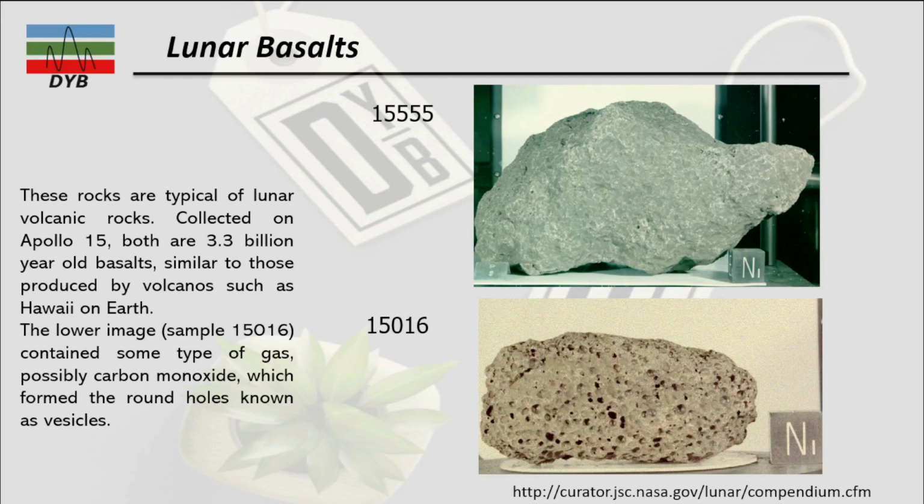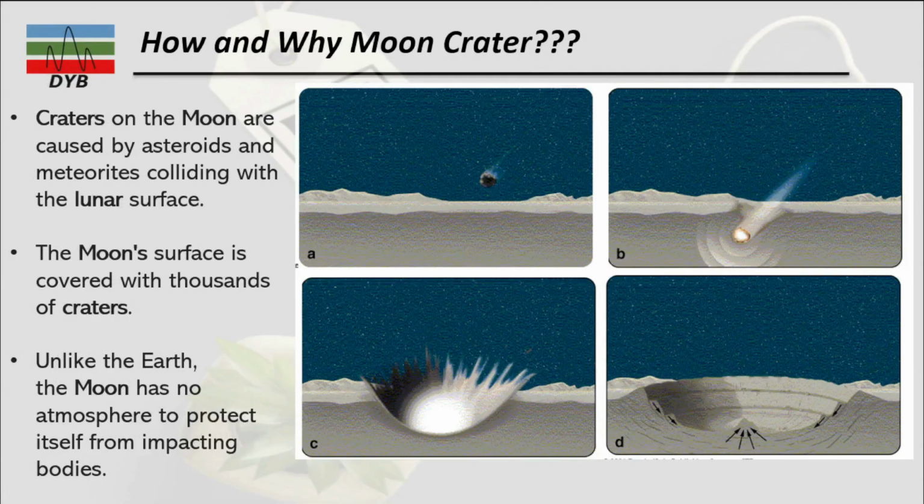And the lower image, which is over here, shows that it contains some types of gases, possibly carbon monoxide, which form the round holes known as vesicles on the surface of this rock. So you can see this is rounded. So let's look at how and why the moon craters are formed.